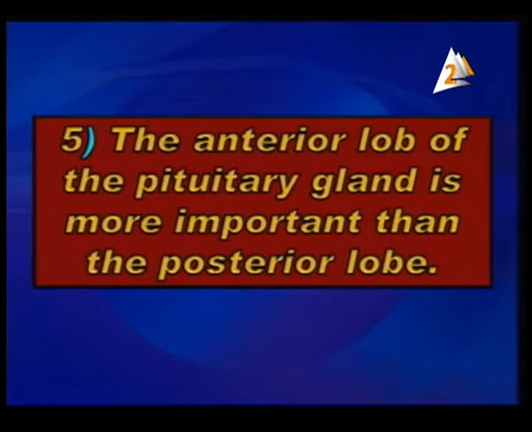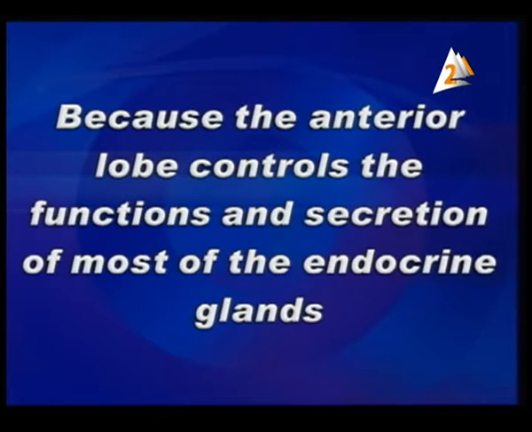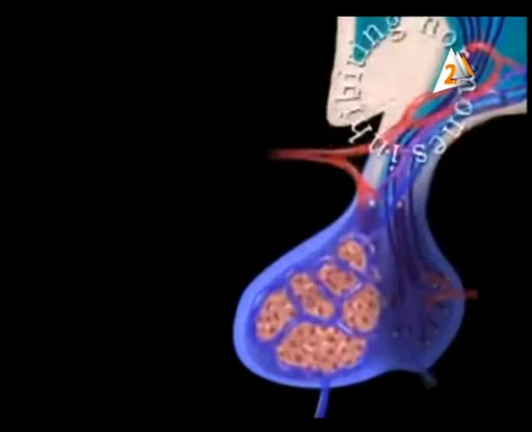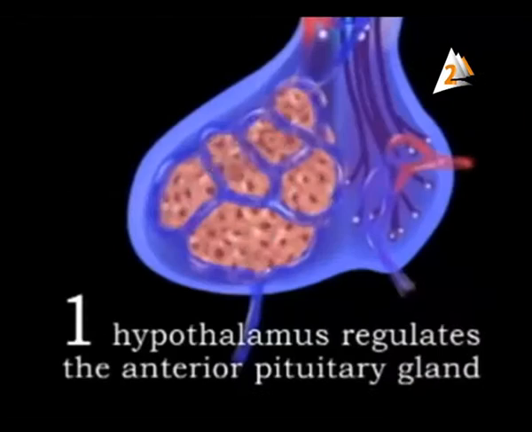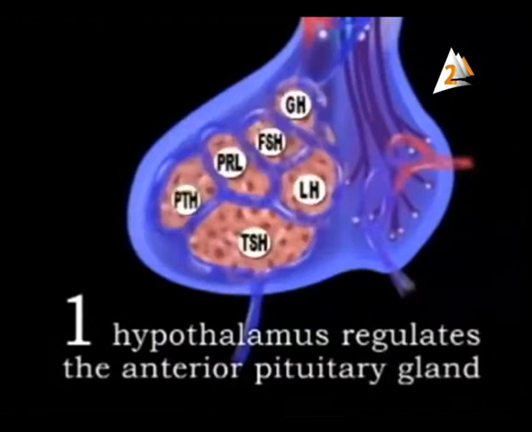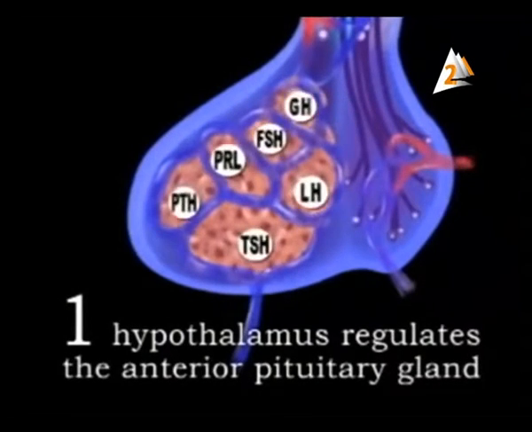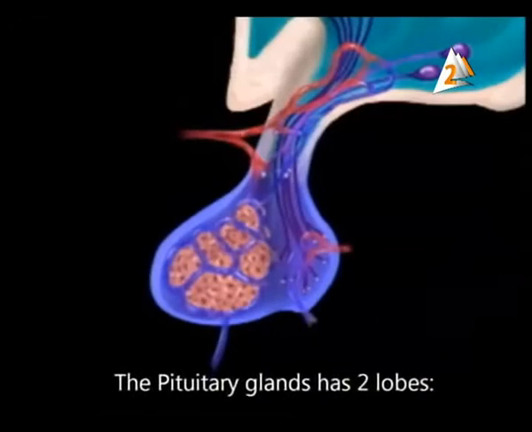The fifth question: the anterior lobe of the pituitary gland is more important than the posterior lobe because the anterior lobe controls the functions and the secretion of most of the endocrine glands. Let's go to this film to know the importance of this master gland.